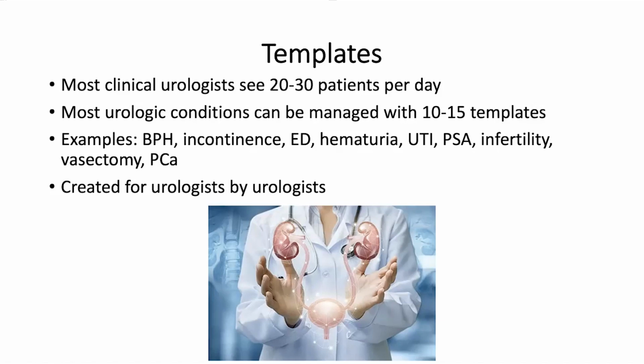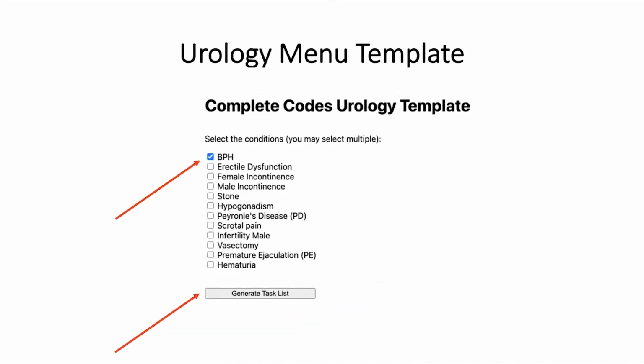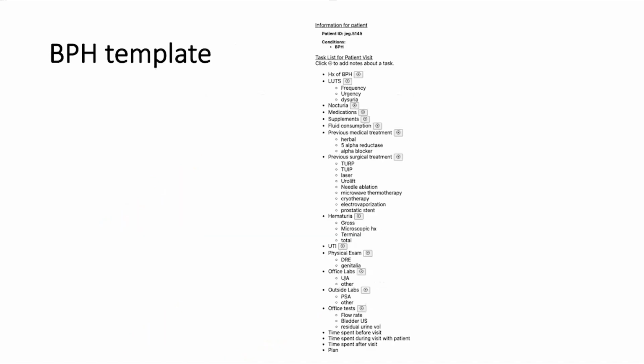This program was created for urologists by urologists. To use these templates, they're very simple. Hopefully they will be embedded into the electronic medical record. To get started, you enter the patient's name or ID, select the specialty that you would like to use, which in our situation is urology. You pick the condition or the chief complaint, and then you click on to generate the task list.